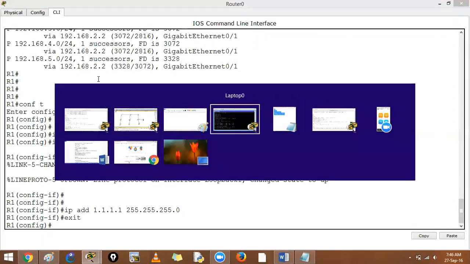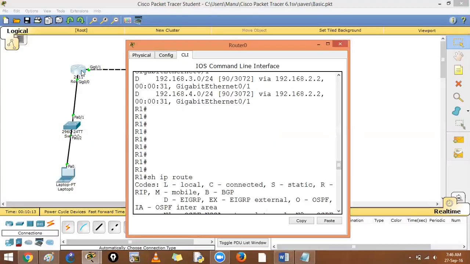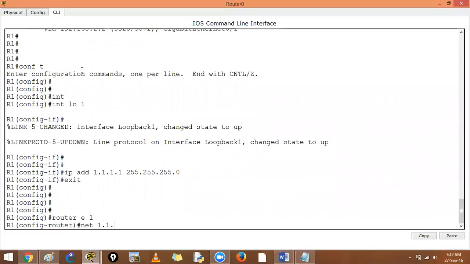As of now, I have created a network over here and this is not added into EIGRP, so my neighbors will not come to know. So if I want to tell about this network to my neighbors, I will say EIGRP, please advertise this network. Router EIGRP 1, network 1.1.1.0.